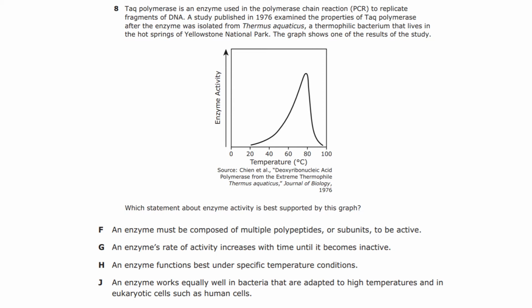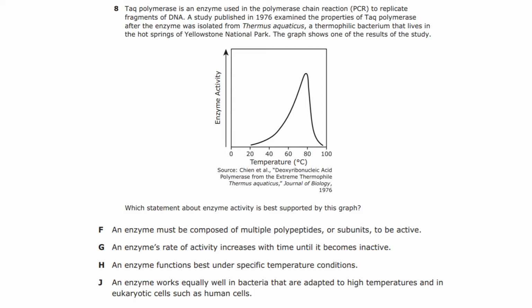That's basically what it means. A study published in 1976 examined the properties of TAC polymerase after the enzyme was isolated from Thermus aquaticus, a thermophilic bacterium that lives in the hot springs of Yellowstone National Park. Well, that sounds quite technical as well, so let's back up and figure out what they're saying here.